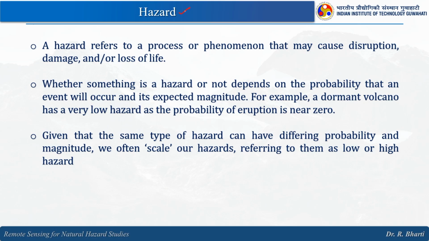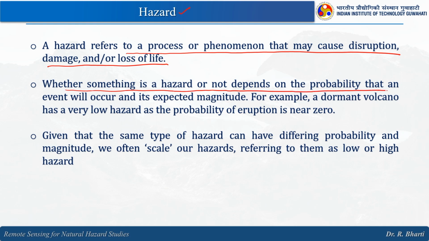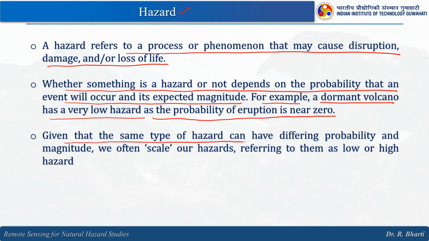When we talk about hazard, it refers to a process or phenomenon that may cause disruption or damage or loss of life. Whether something is a hazard or not depends on the probability that an event will occur and its expected magnitude. For example, a dormant volcano has a very low hazard as the probability of eruption is near 0. Given that the same type of hazard can have different probability and magnitude, we often scale our hazard, referring to them as low or high hazard.